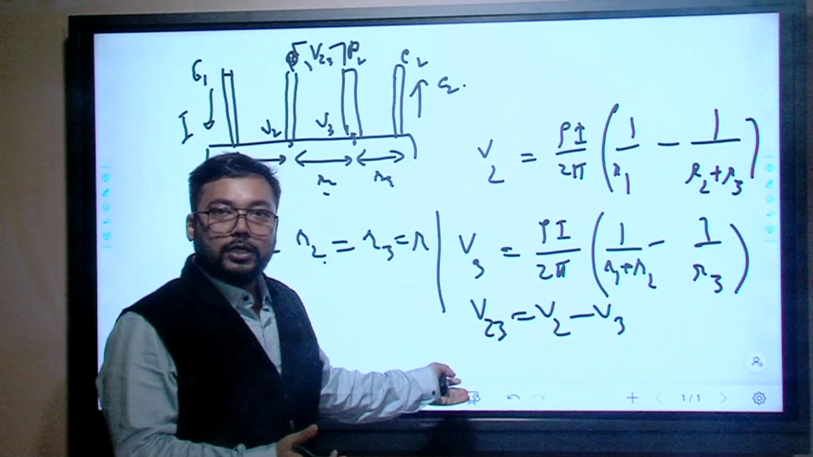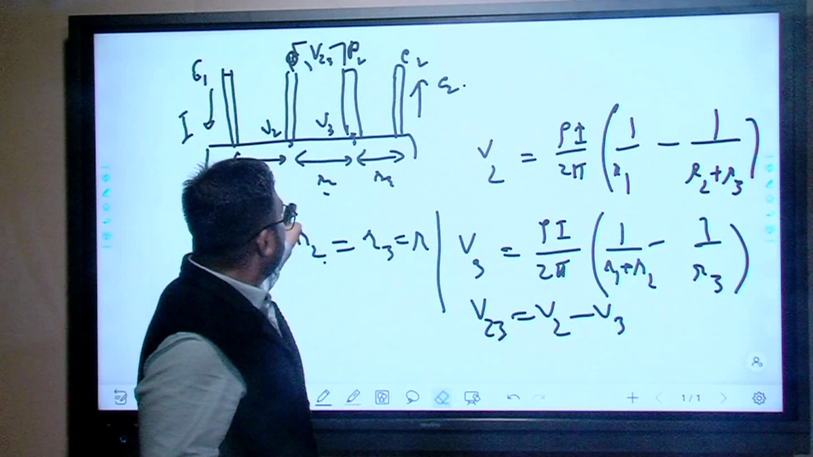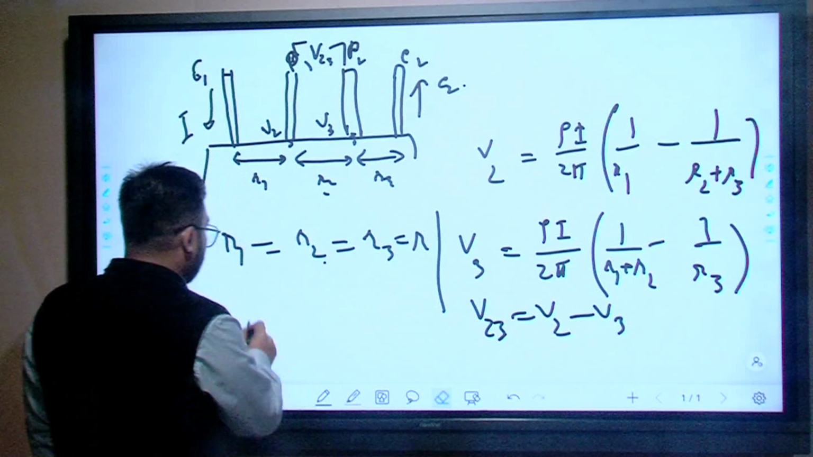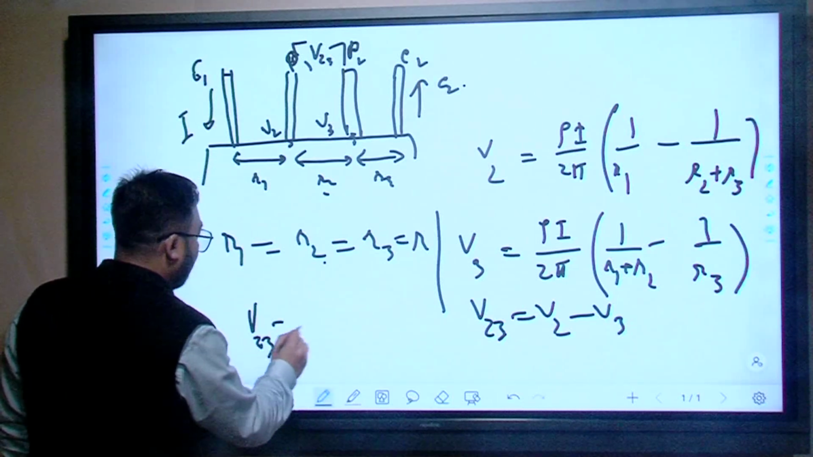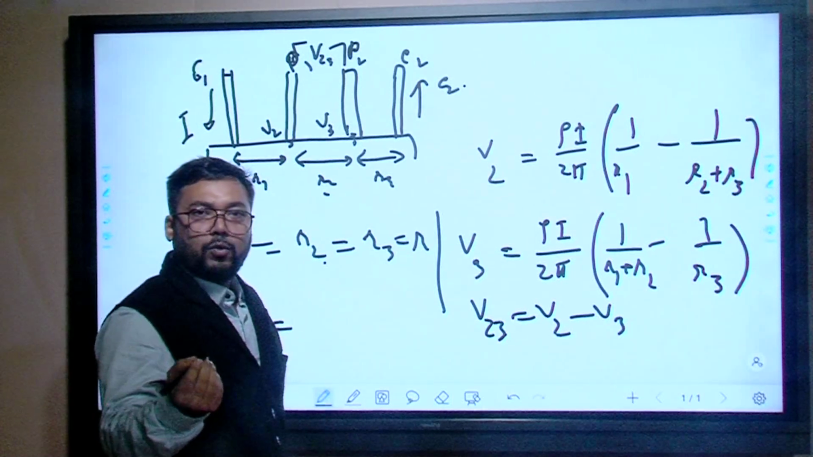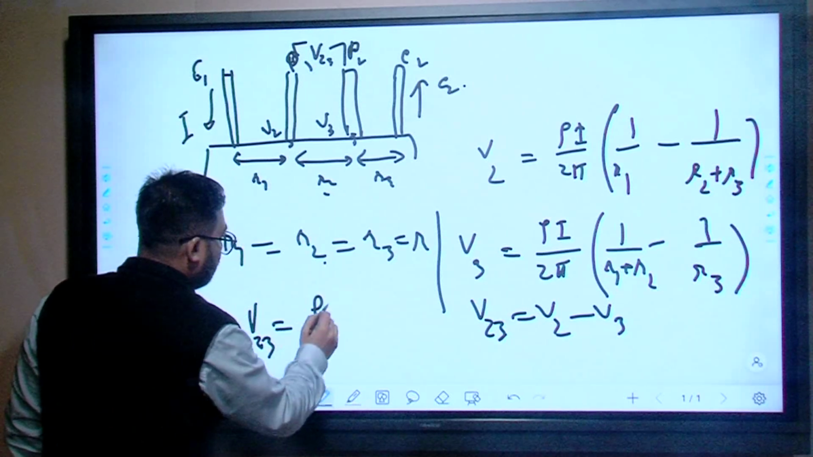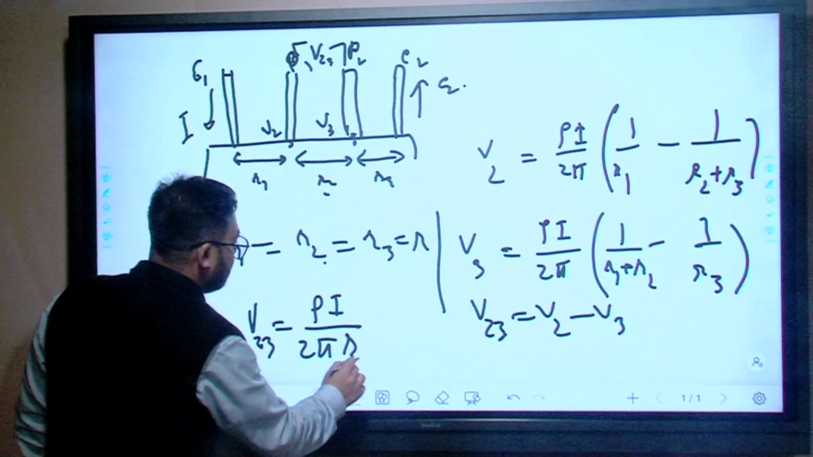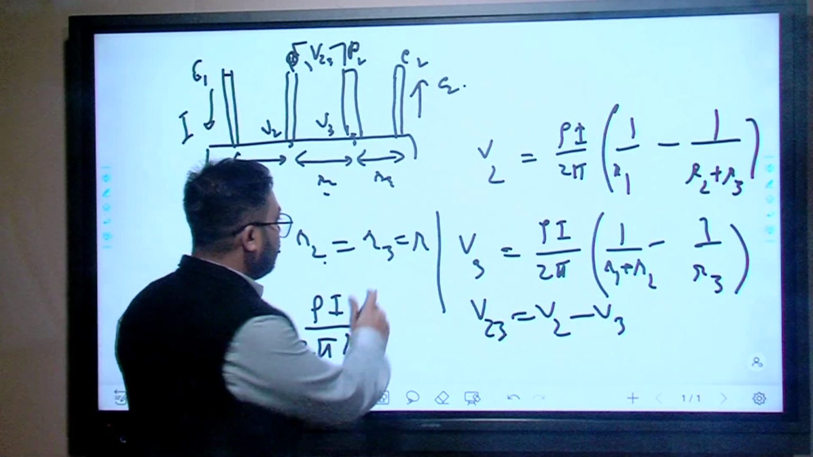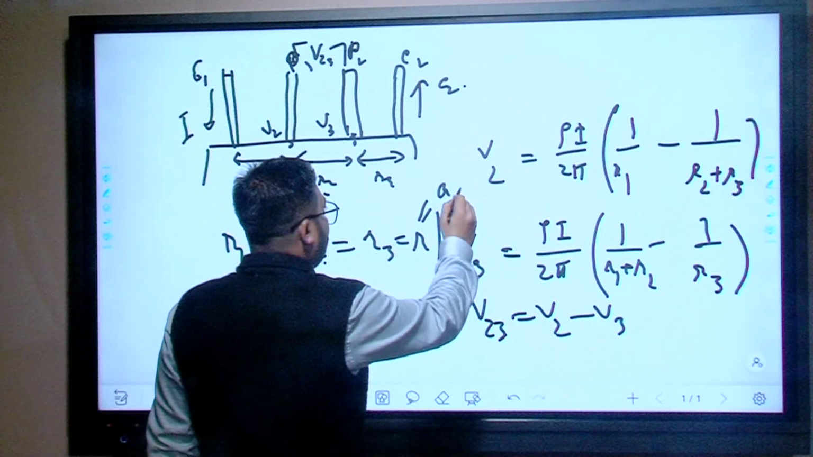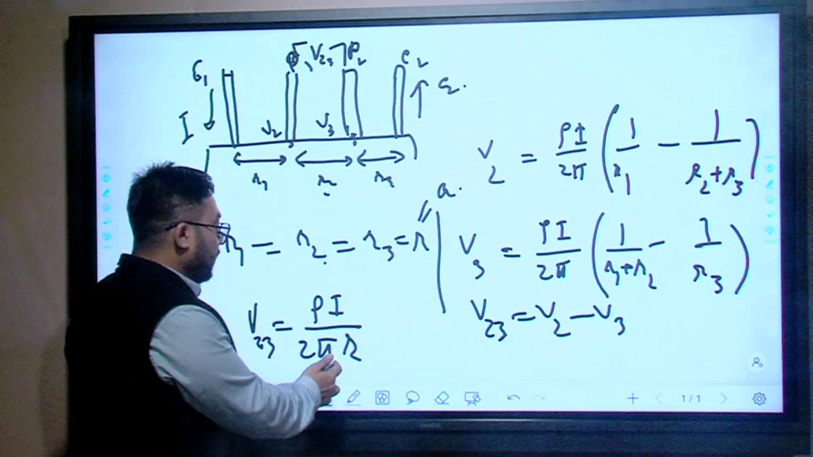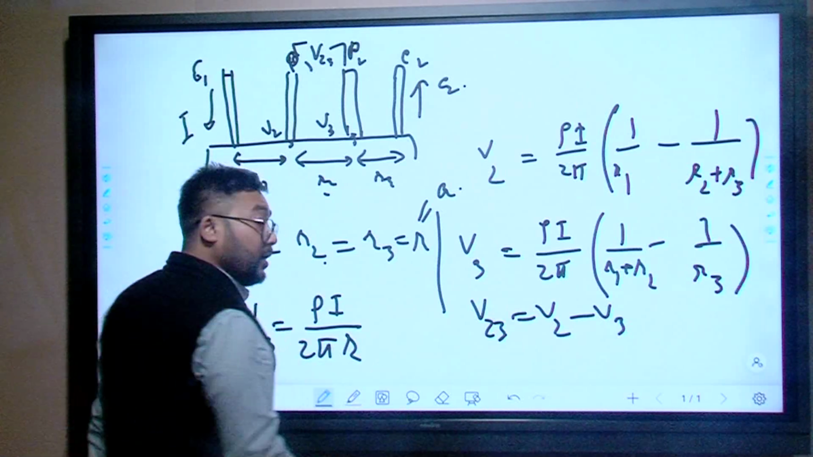You will get V23, and after putting that condition, what you get is that V23 is equal to rho I by 2 pi R. If R is nothing but A, so R is equal to A, just replace R by A and you get your desired result.